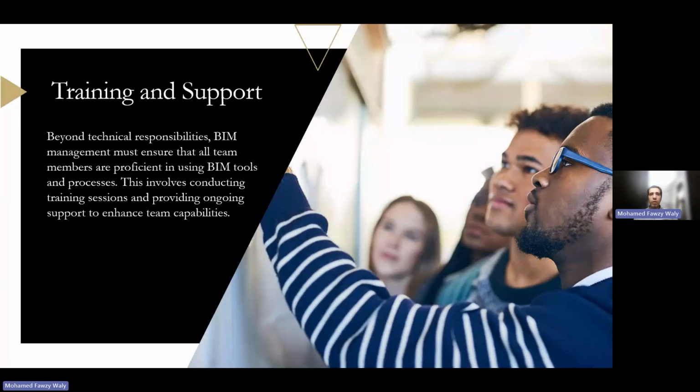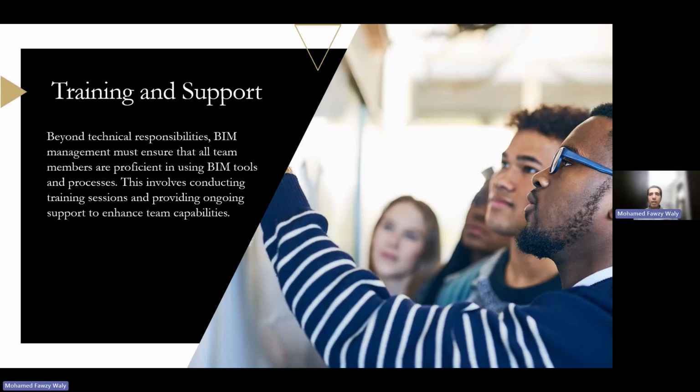For example, the designers may be normal users of some of the BIM software, but they are going to face some sophisticated problems, so they have to go back to a BIM management team or a BIM team that can help them solve the issue they have faced.